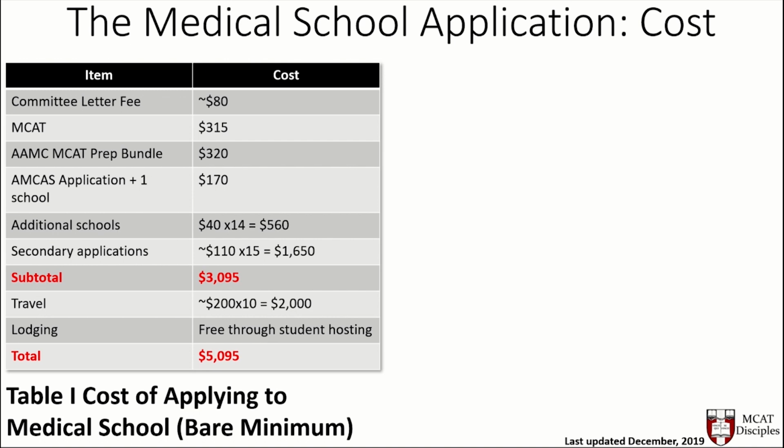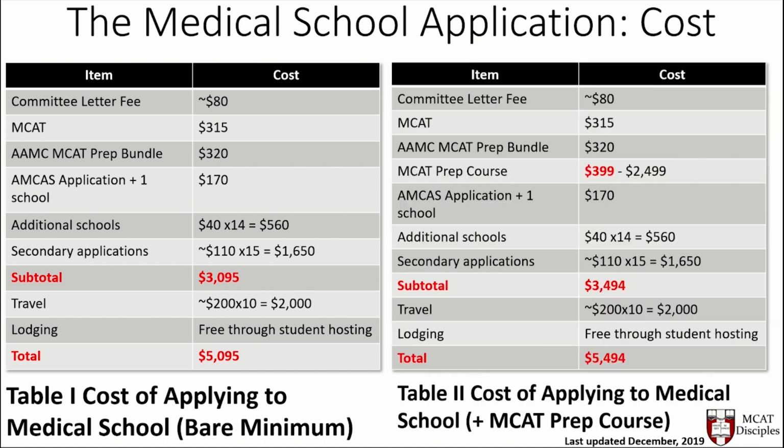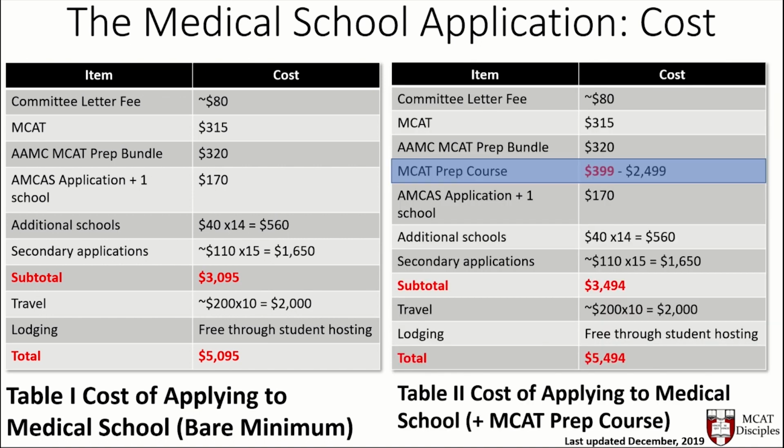Now, many pre-medical students will also purchase MCAT prep courses and other prep courses that typically can range between $399 all the way to $2,499. That would bring your total, assuming that you're taking an MCAT prep course with us, to $5,494 as an estimate of how much you'll be spending in applying to medical school.